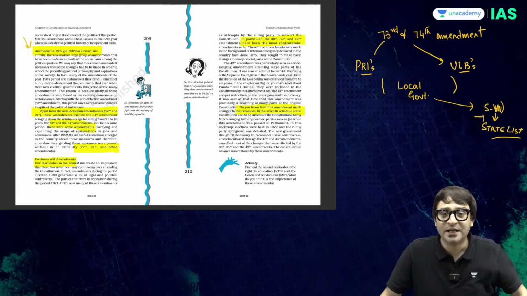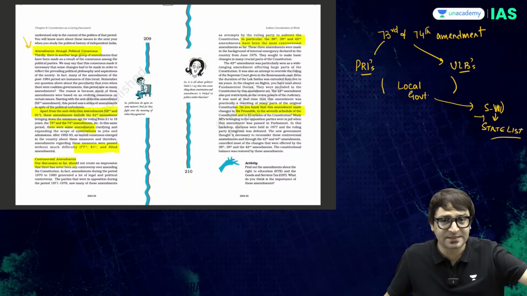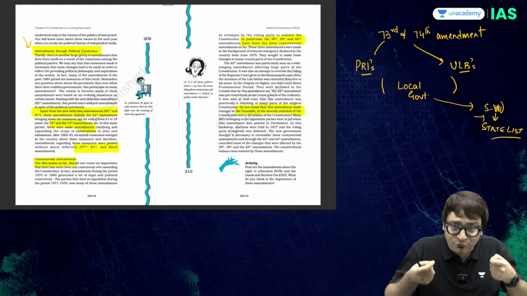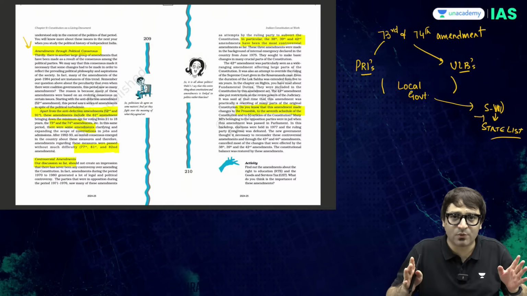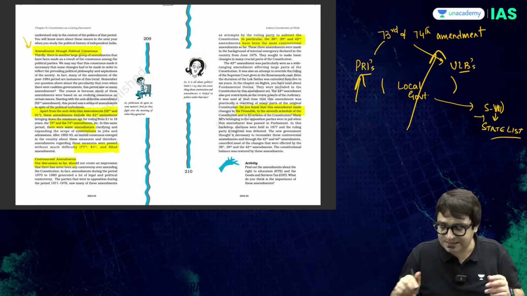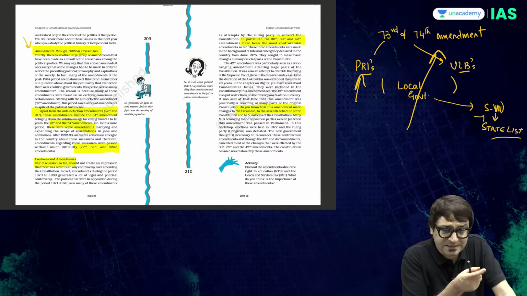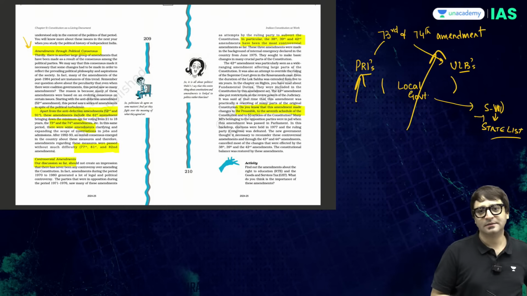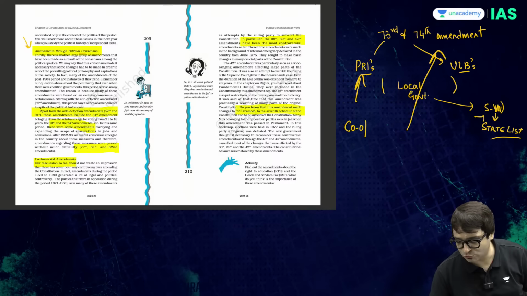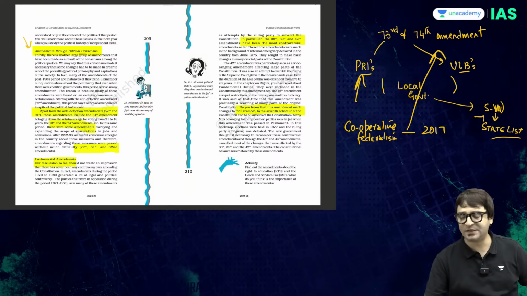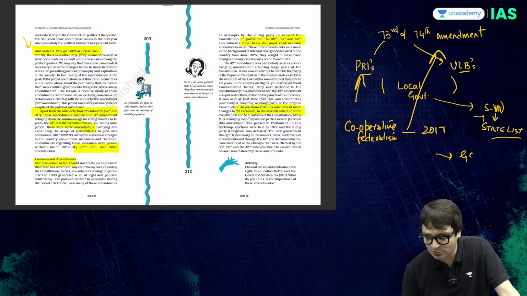Then came P.V. Narasimha Rao. And P.V. Narasimha Rao and various other states came together, built consensus, and through this consensus, ultimately what happened? The 73rd and 74th Amendment was passed. It was this consensus, which is what we call cooperative federalism, which was seen at its best in 2017 when GST was implemented.